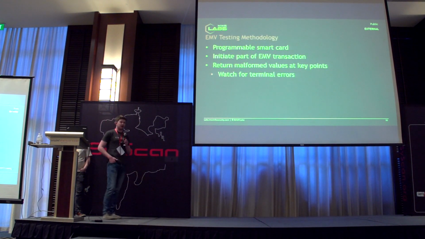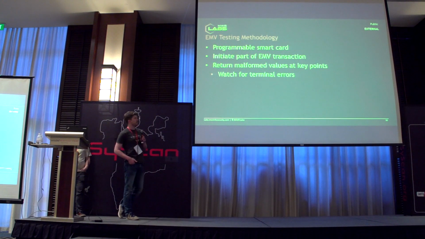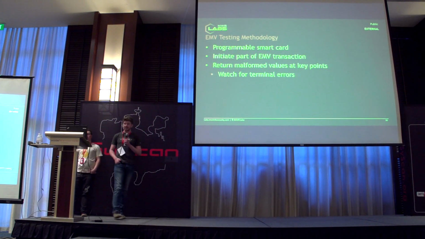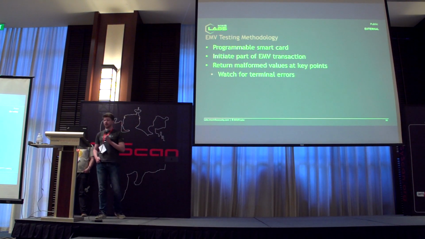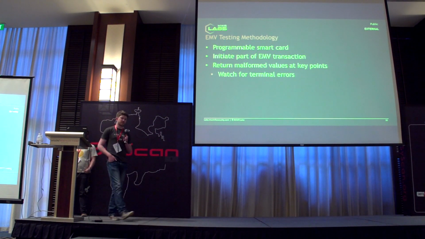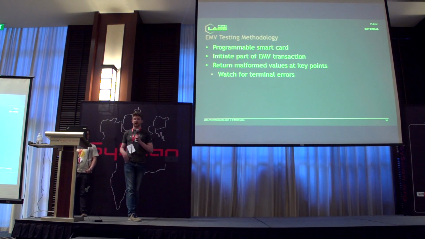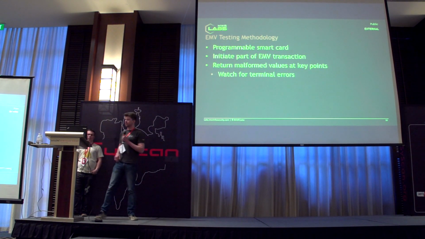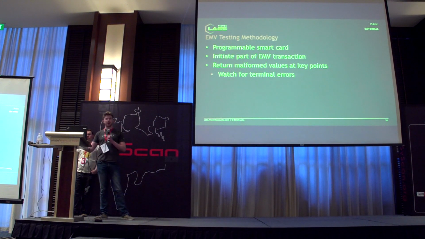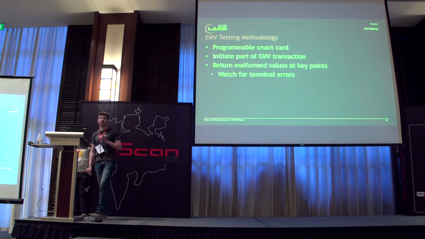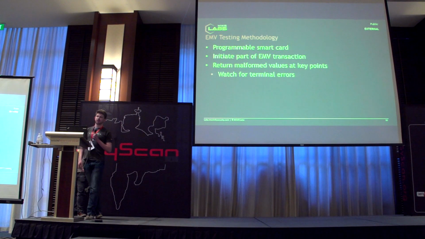EMV stands for Eurocard, MasterCard, and Visa, which were the organizations working on the standard. So basically, our testing methodology for testing EMV payments is a really basic fuzzer which we employed here. We just use any programmable smart card. We initiate the EMV transactions and then return just changed values for any of the steps in the EMV transaction and look for errors on the device. We now have debugging capability, so if we find an error, that makes it really easy to exploit that error as well, or to investigate it further at least.